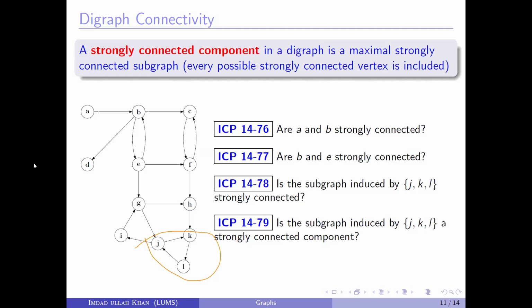If you had taken a moment, you might have figured out that we can add many more vertices into this. For example, we can bring in I into this component. From J, we go to I, and from I, we go back to J. So I can be made part of this component. Hence the original subgraph induced by JKL is not a strongly connected component because it's not maximal. And the same applies to G. We can bring in G, we can bring in H, and can we bring in more vertices into this thing?